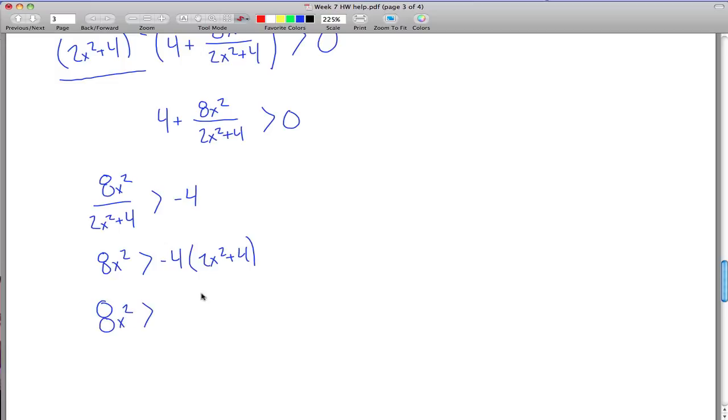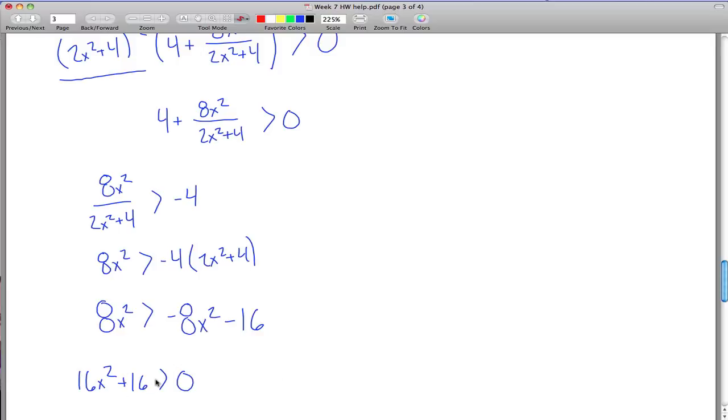And so if we distribute through over here, negative 4 times 2x squared is negative 8x squared. Negative 4 times positive 4 is negative 16. Maybe bring everything back over to the right, add 8x squared to both sides. You get 16x squared plus 16 has to be greater than 0. And this is something we can solve.